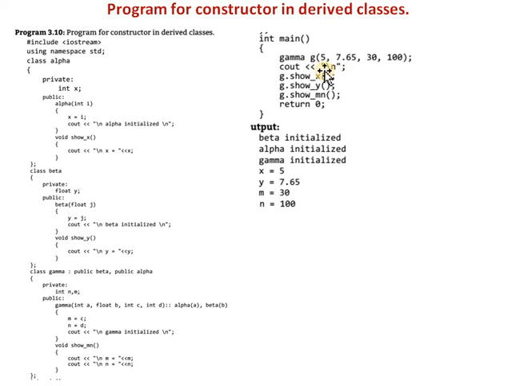For displaying values one by one on the next line, here we are using a \n. Then next, by using the object, we are calling the methods or member functions written in the classes. g.show means this calls the member function defined in the alpha class. g.show, this will call the member function written in the beta class, and g.showMn, this calls the member function written in the gamma class.